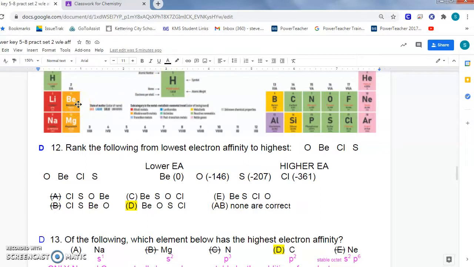Why? Beryllium is in the S2 column. If we give beryllium an electron, we would ruin it being S2. Beryllium actually has a 0 affinity, or even a positive affinity. We would have to add energy to get beryllium to take it.